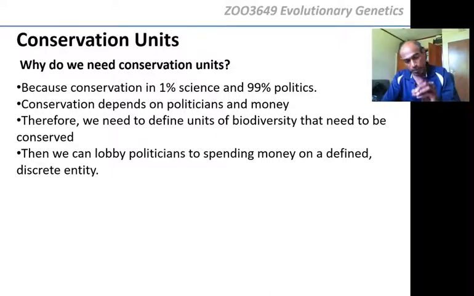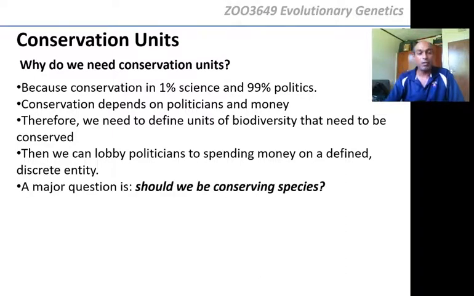They say, spend your money on this thing here. This thing, we define it like this. This is where it exists. This is how much variation it contains. This is why it's important. Okay? So we need conservation units.